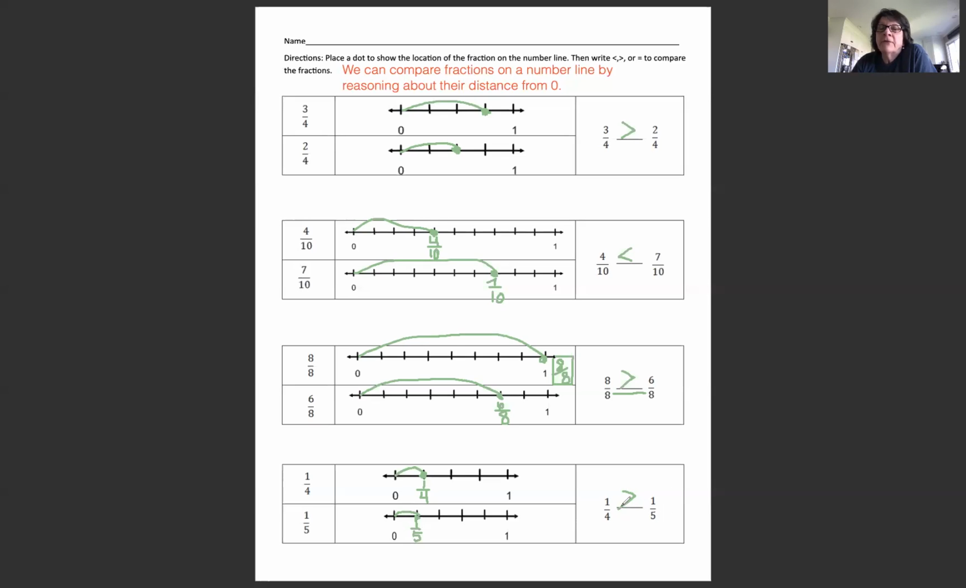So it is very different, boys and girls, when you're comparing fractions that do not have the same denominator. Then you really have to focus on the denominator and say, how big are those pieces anyways?